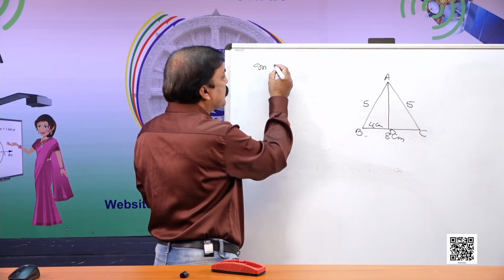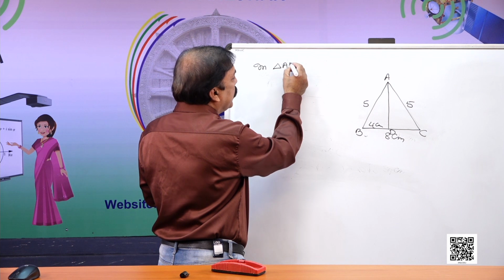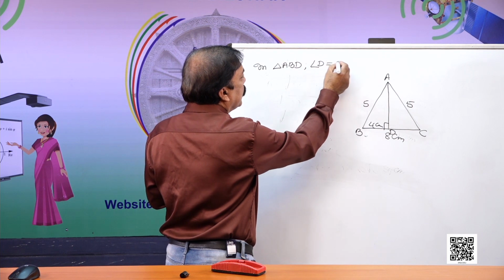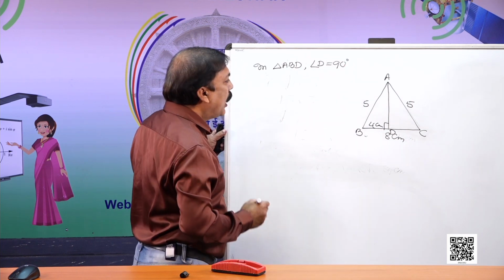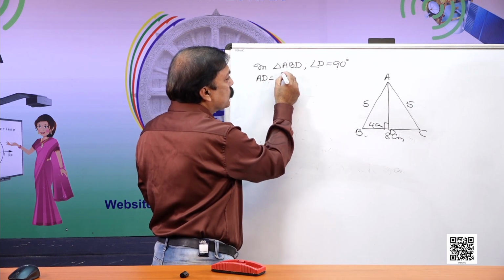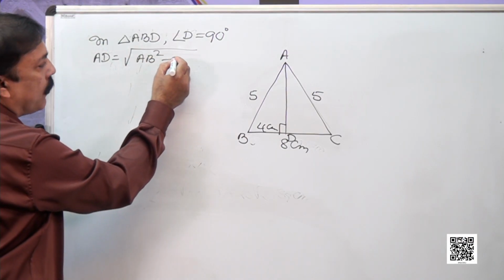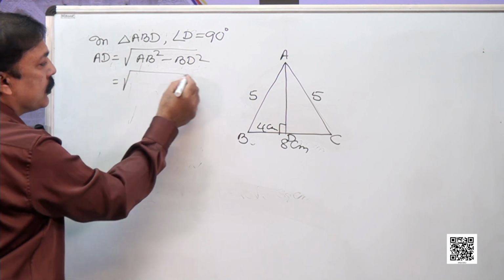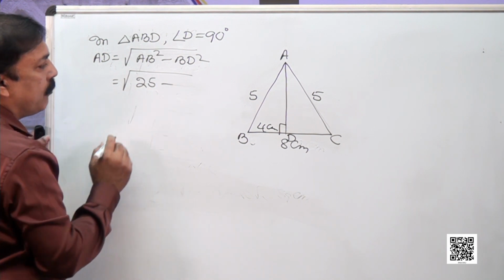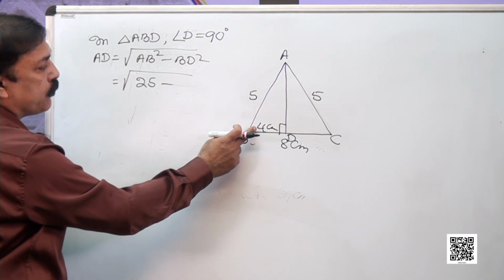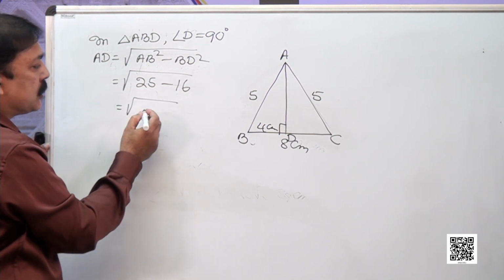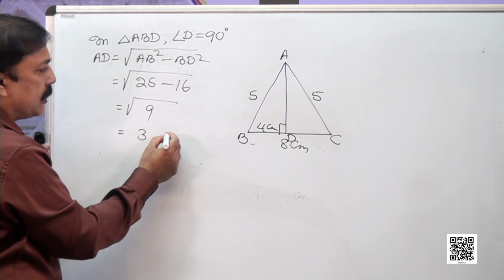Again, as in the previous case, in triangle ABD, angle D is 90 degree. So, this is a right triangle and AB is the hypotenuse. So, we can find AD is equal to square root of AB square minus BD square, that gives square root of 5 square, that is 25, minus 4 square, that is 16, that is square root of 9, that is 3 centimeter.